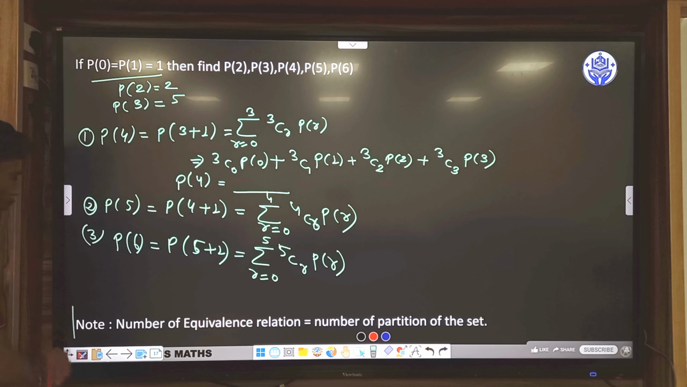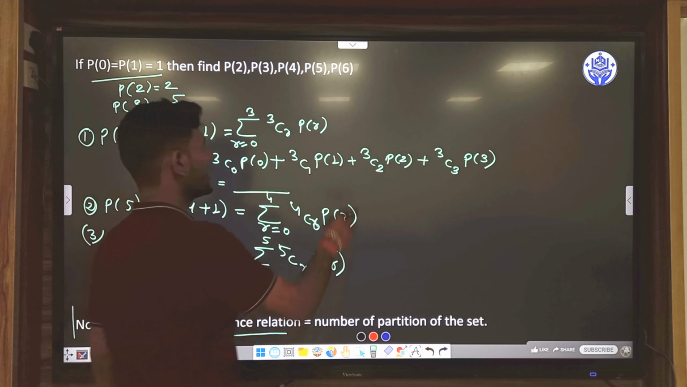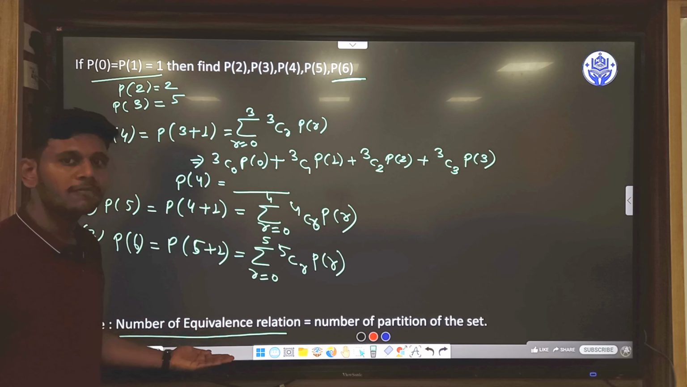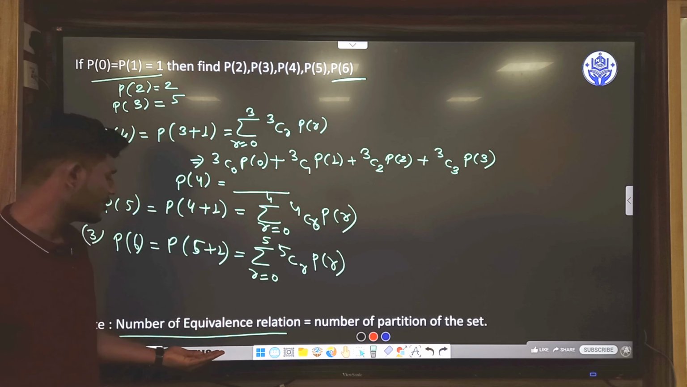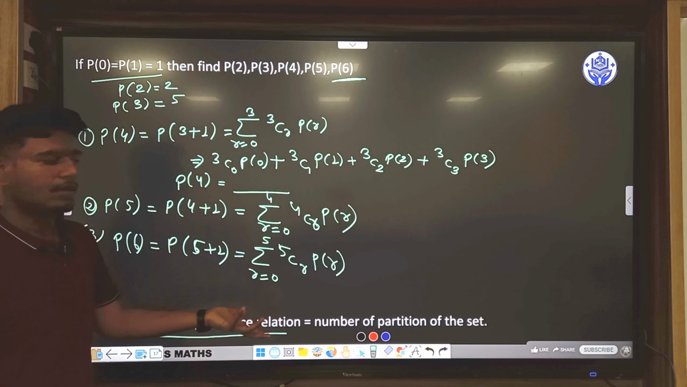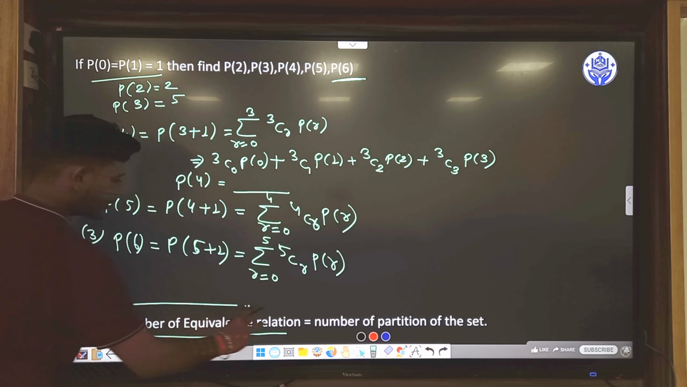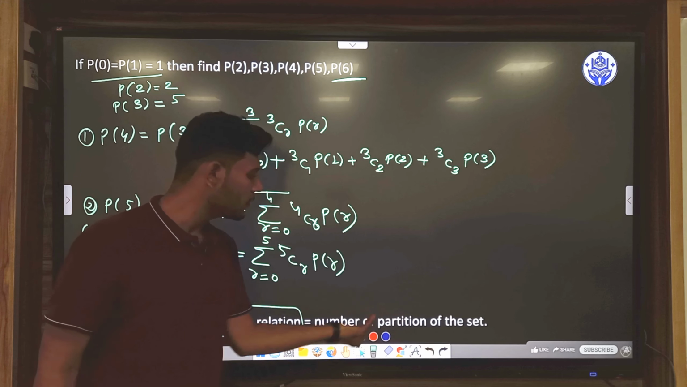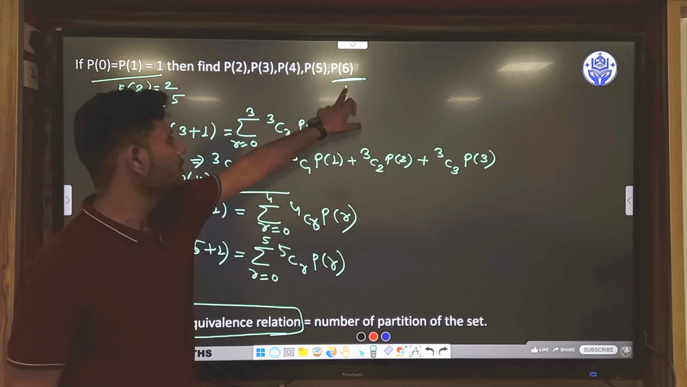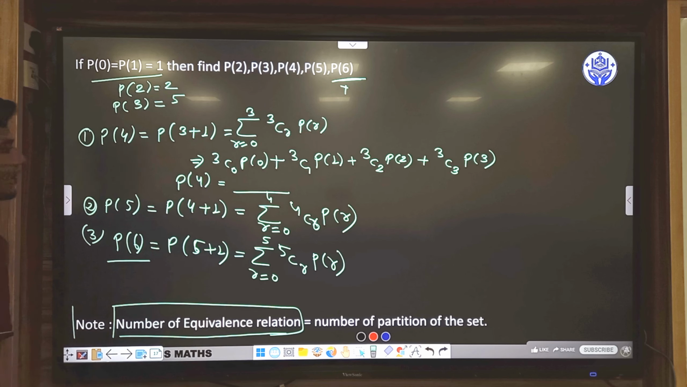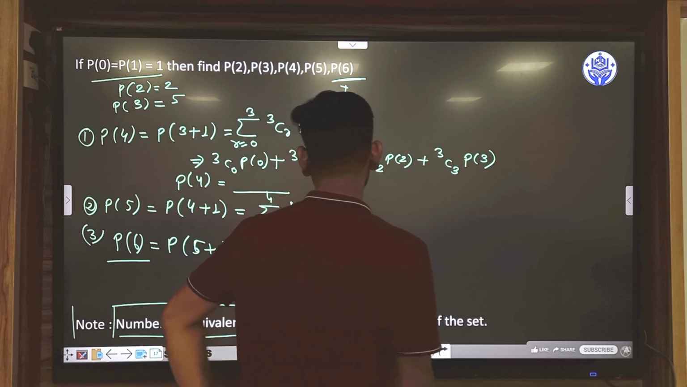Okay, and there is one note: number of equivalence relations. Let's say my set has cardinality 6. Then how many equivalence relations will be there? Equivalence relation means reflexive, symmetric, and transitive. So the number of equivalence relations is nothing but the number of partitions of that set. If the cardinality is 6, then the number is P6. So P6 is the number of equivalence relations for a set whose cardinality is 6.